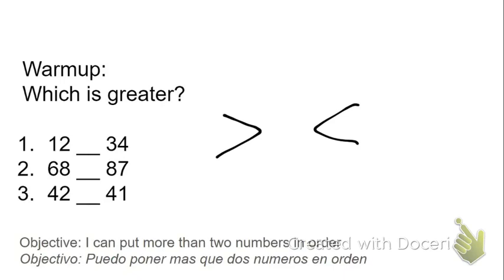Okay, 12 is less than 34. It has 1 ten and 34 has 3 tens. 68 is less than 87. And 42 is greater than 41. 42 has the same number of tens as 41, but one more in the ones place.